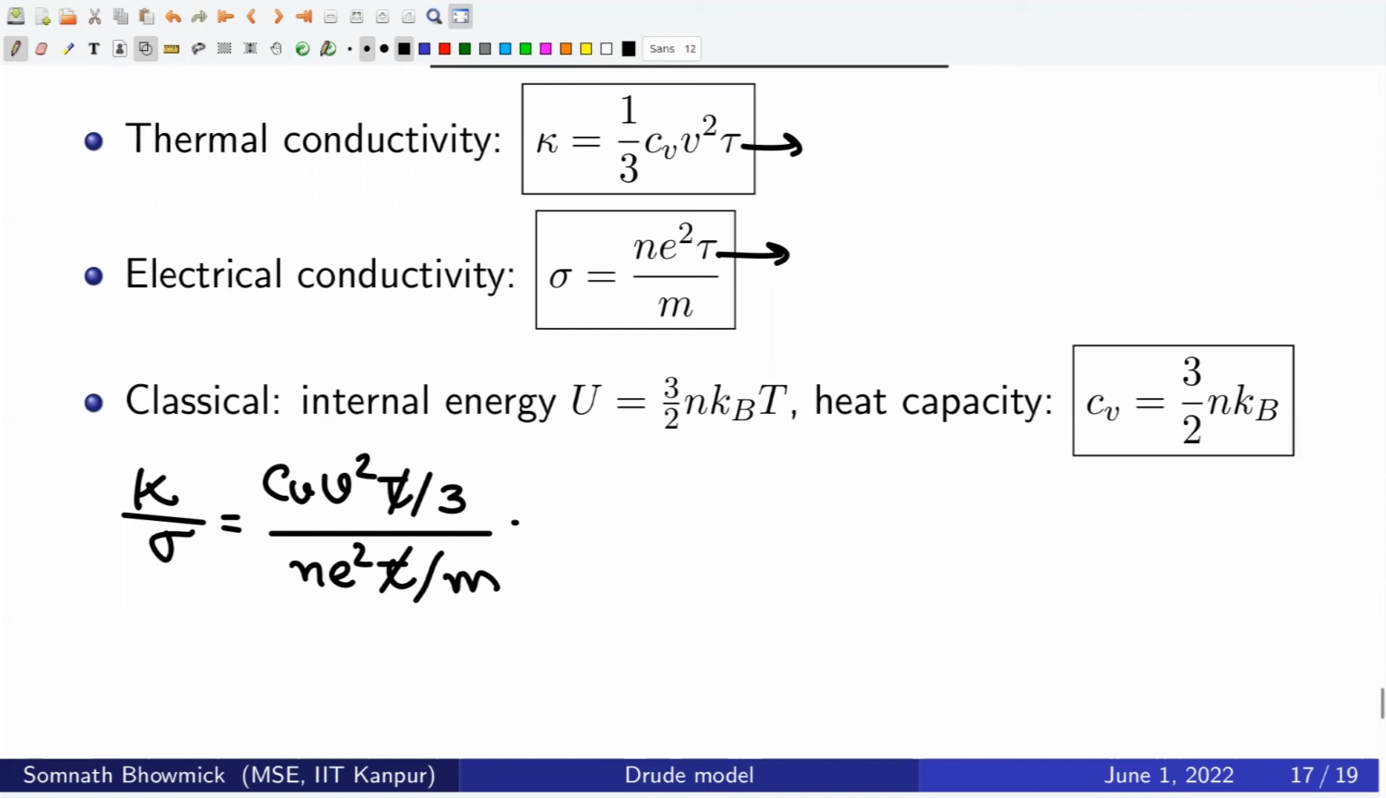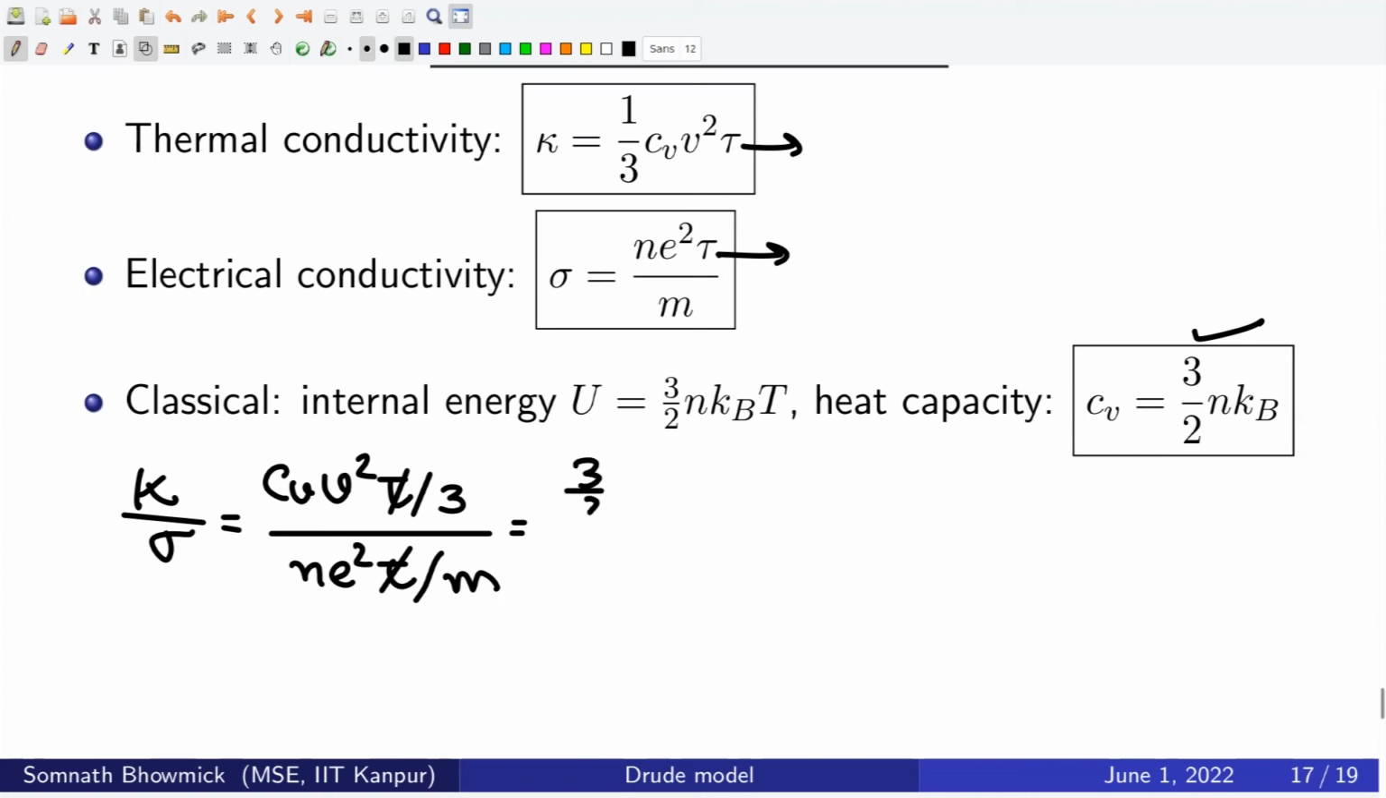And now we use some classical result, that is the internal energy U is equal to 3/2 n k_B T, where n is the electron density, k_B is the Boltzmann constant, and T is the temperature. And then the heat capacity is the derivative of internal energy, that is del U del T, and that turns out to be this 3/2 n k_B. Now we just put C_V equal to 3/2 n k_B in this equation.